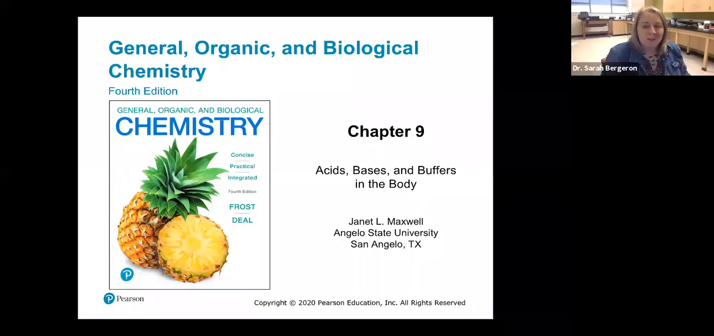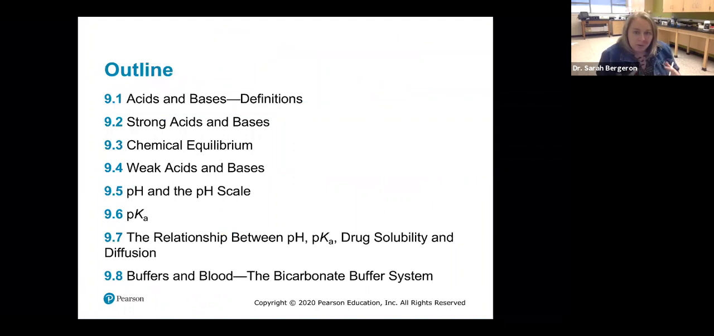All right, we are starting chapter 9, and chapter 9 is all acids, bases, and buffers inside of the body. Acids and bases are super important to our body and our ability to maintain homeostasis inside of us. So we're going to first look at definitions. What are acids and bases? How do we characterize them? How do they behave? And then we'll talk about how they work inside of the body.